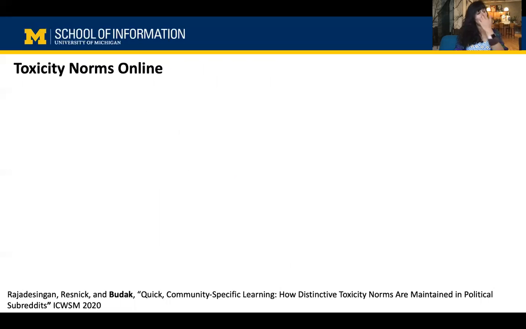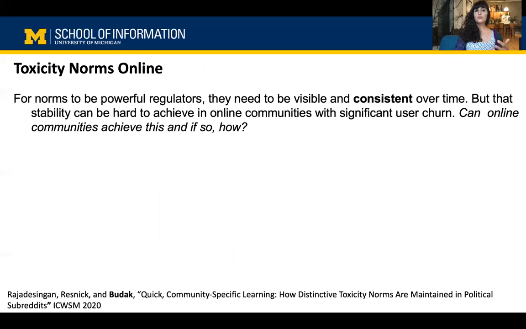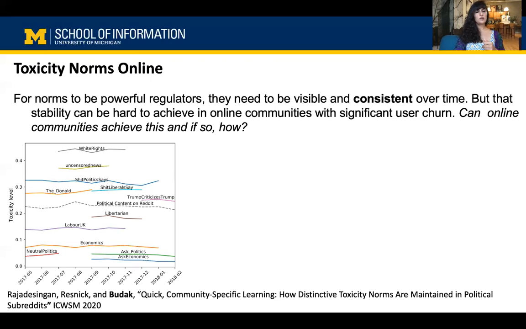Norms in offline communities have indeed been central to enforcing civility. The online nature of these spaces that we are studying and the high user churn that comes with them introduces new challenges, right? So the question is, despite this people coming and going, can online communities achieve stability, consistency in these norms? And if so, how? The first question, can or not, we can show here a plot that says that they indeed can do this. Here we're looking at the toxicity levels across different political subreddits that we have studied in our paper, and we're seeing that their toxicity levels are quite stable and distinct. Right?